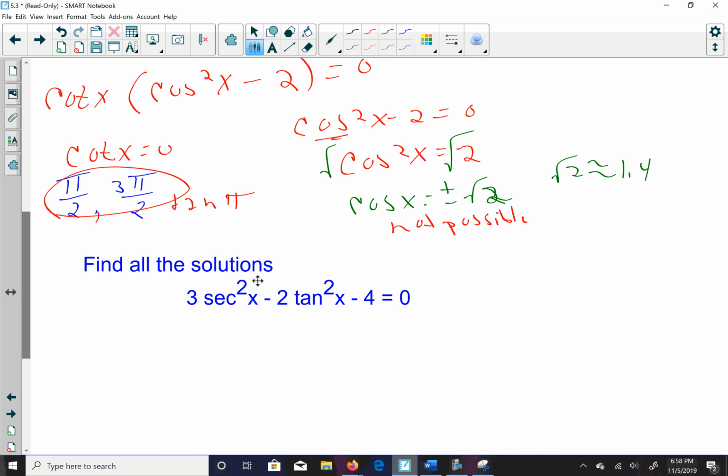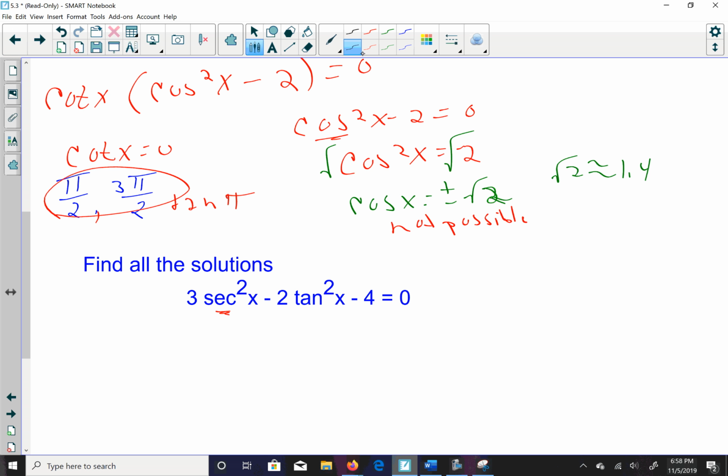The next one, I have 3 secant squared x minus 2 tangent squared x minus 4 is equal to 0. There is no way that I can make these times each other, so I'm going to have to do some type of substitution. So I'm more comfortable with tangent, so I'm going to go with the tangent. I'm going to try and rewrite secant in terms of tangent, which means I have to go back to my Pythagorean identities, which hopefully one day I will have memorized.